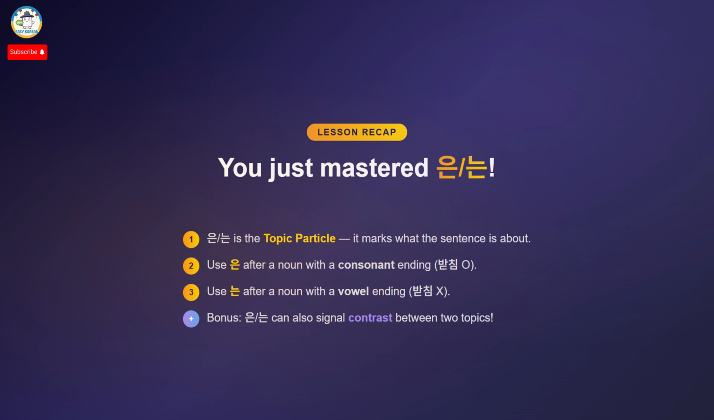Fantastic work getting through this lesson. Let's recap what you've learned today in just 30 seconds. Number 1. 은 and 는 are the Korean topic particle. They mark the noun you're talking about. Number 2. Use 은 after a noun that ends in a consonant, one with a 받침. Number 3. Use 는 after a noun that ends in a vowel, no 받침. And as a bonus, remember that 은, 는 can also signal contrast between two different topics.